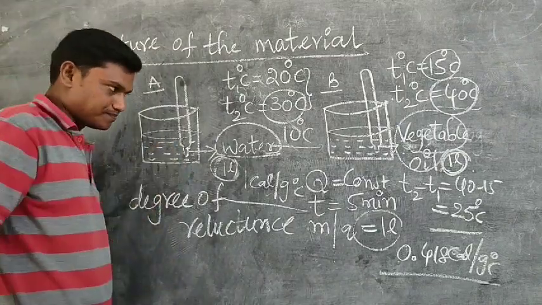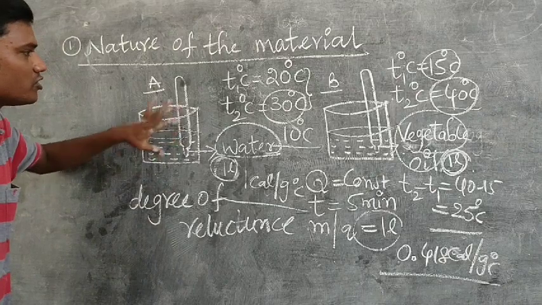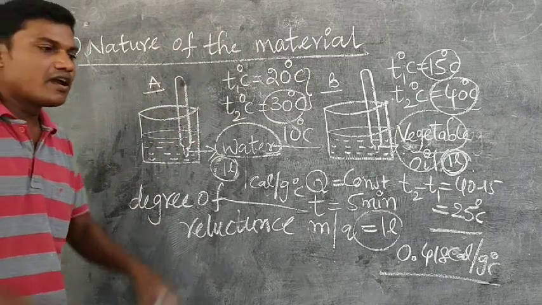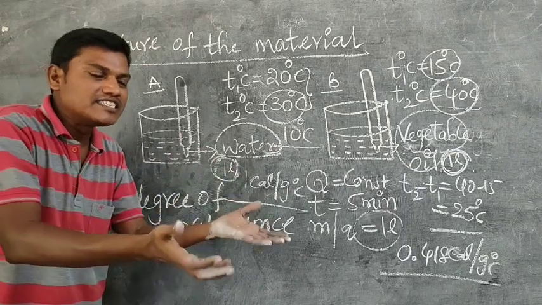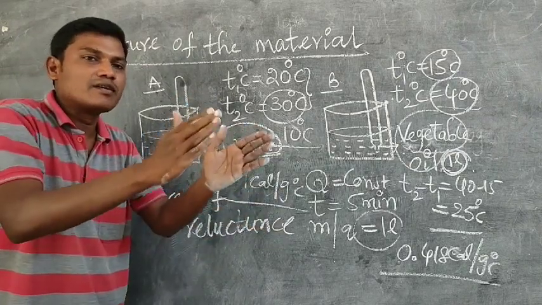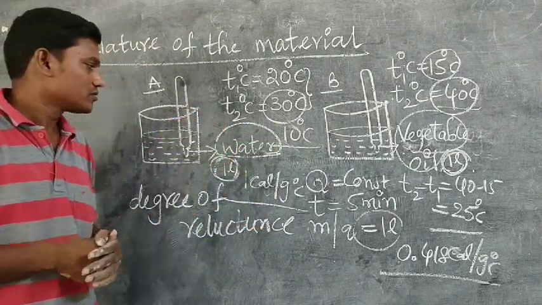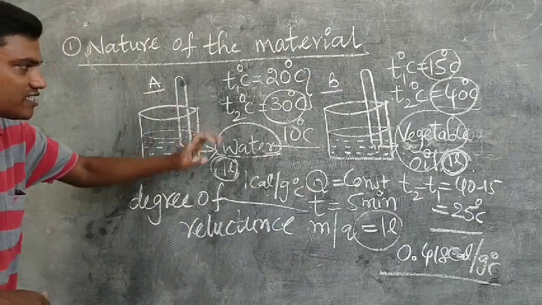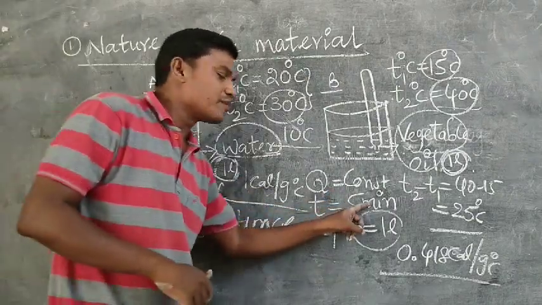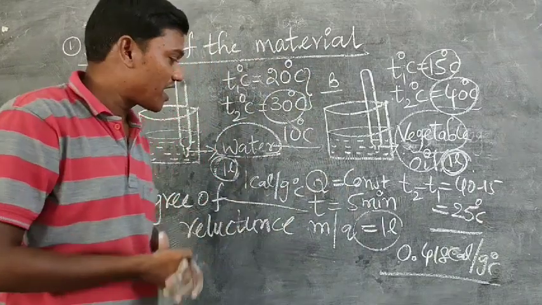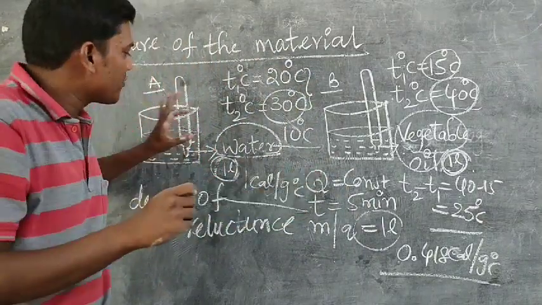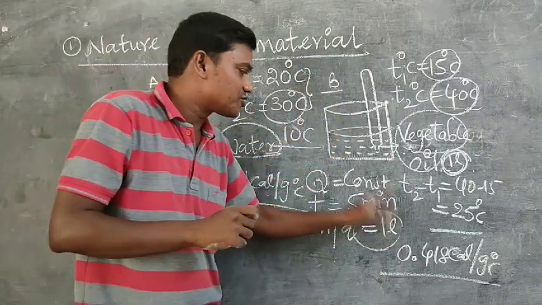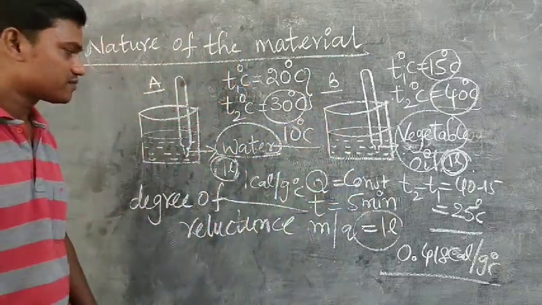Now after that, the two vessels are kept over the gas stove and gently heated on a lower mode. So how many minutes were the two vessels heated? 5 minutes. That's why here the time of heat energy given to A and B is also constant. That is the 5 minutes.